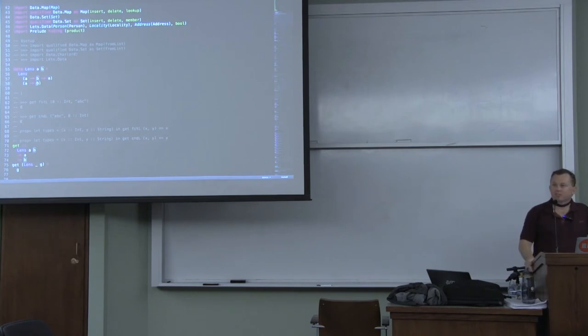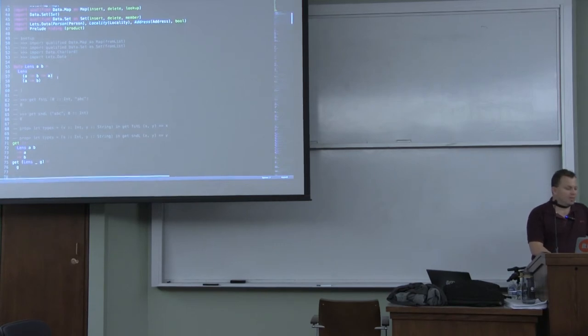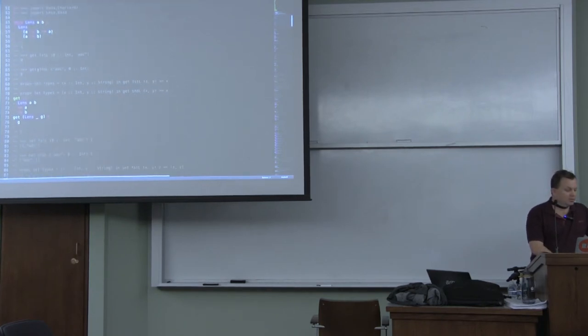So that is to say, if you've got a lens AB and a lens BC, you can get a lens AC. And this should be pretty obvious: if you've got a lens from person to address, and a lens from address to street name, then you can get into the street name by composing the category. So that's what a lens is historically, the pair of a set and a get function, and they compose and form a category.